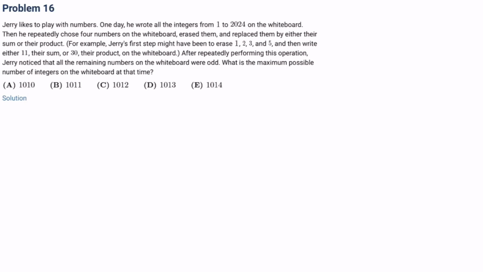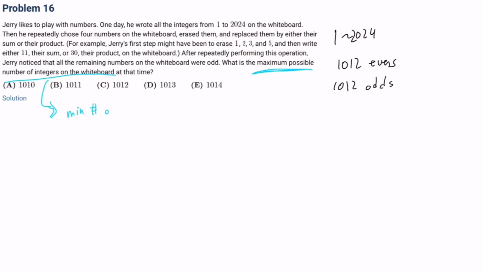Okay, so since the defining characteristic of the numbers is that they're odd, we can just think of the numbers in terms of are they odd or are they even. So from 1 to 2024, we have 1012 evens and 1012 odds. And since we want the maximum possible number of integers on the whiteboard, that means that we want the minimum number of these replacements. Because every time that Jerry does one of these replacements, he takes 4 numbers and turns them into 1, right? So we want the fewest number of those things happening.